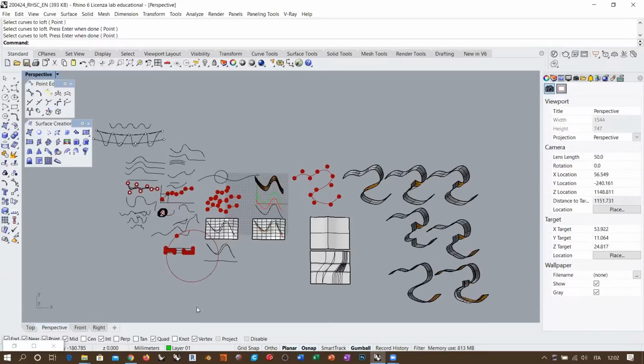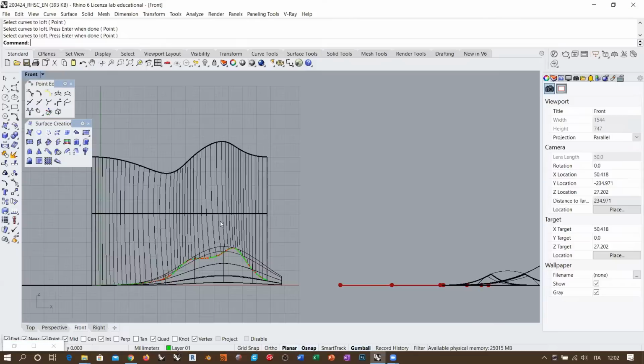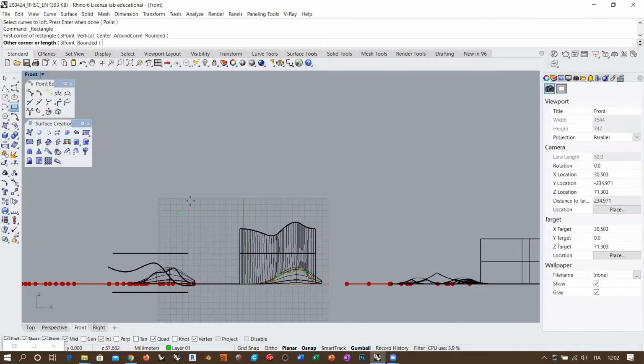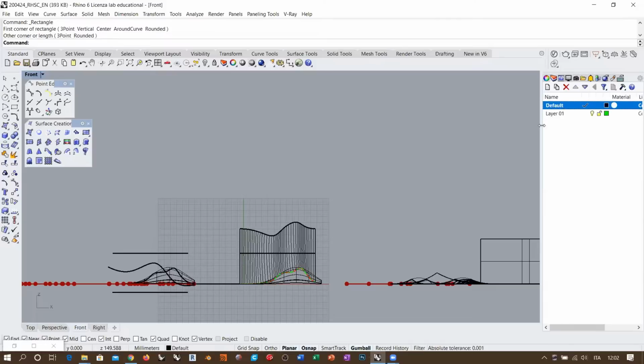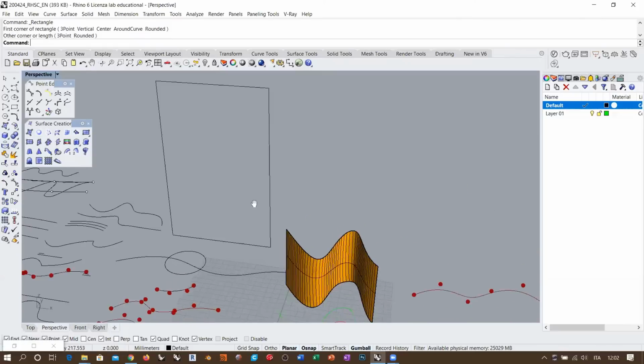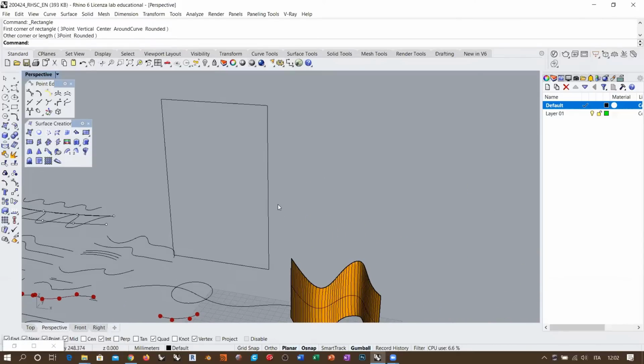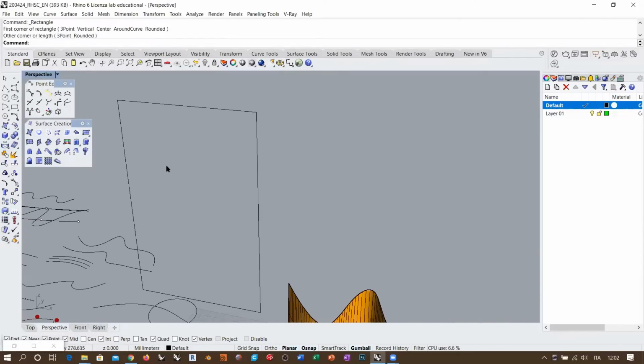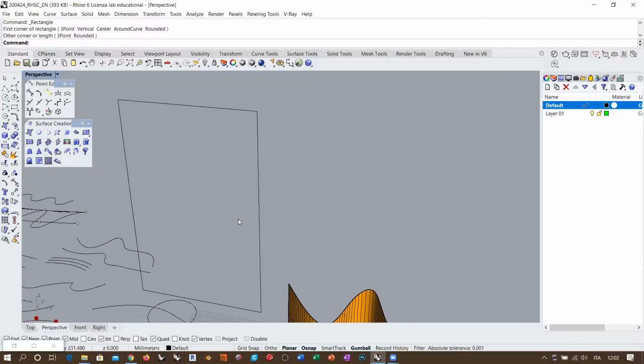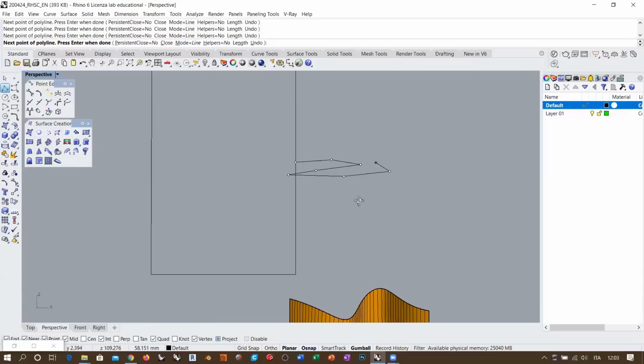For example, you can think of using, let's go into the front viewport and use this rectangle. Oh, I don't need to work in the layer 01. I go back to the default layer. Let's create a rectangle. And we can use the sweep one rail to create some complex shapes with just one single execution of the command. So for example, if I take a polyline starting from the midpoint here and activate the project command, planar is already activated. So whatever thing I do here, I'm staying at the same height.